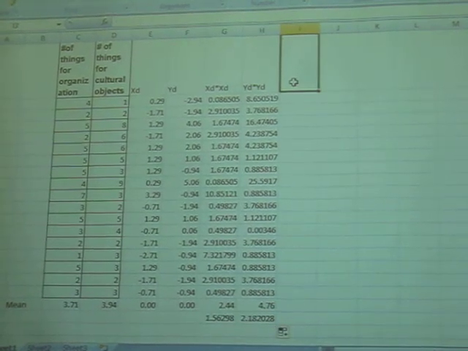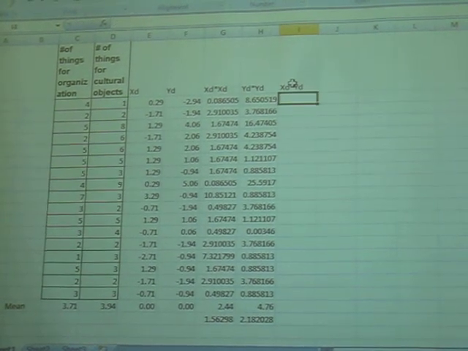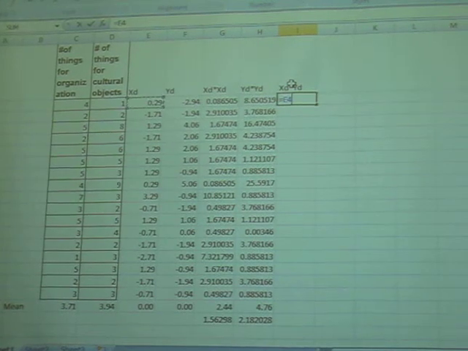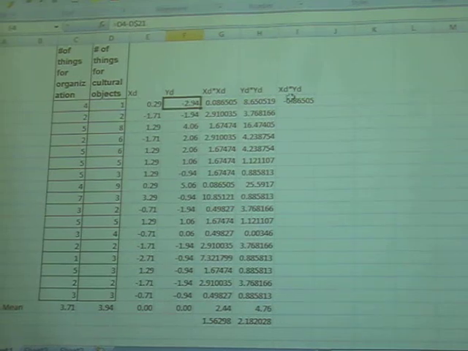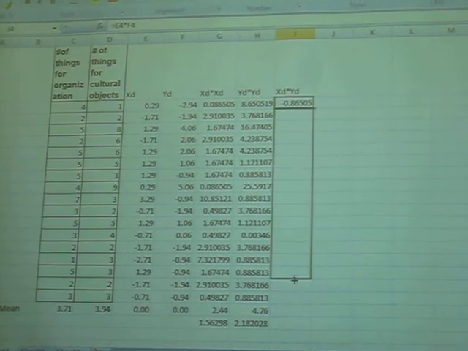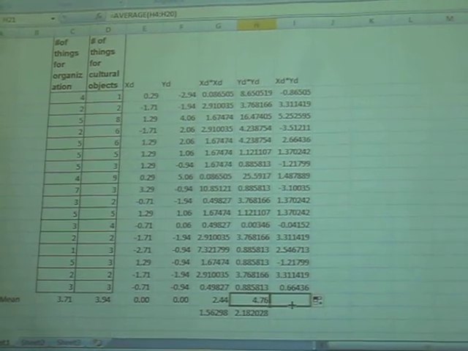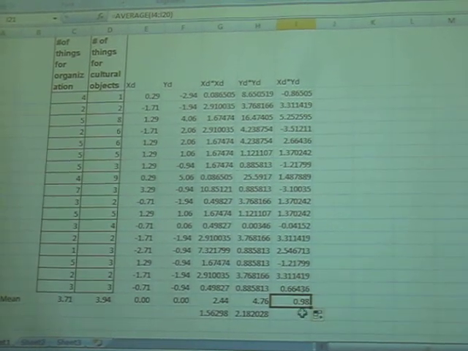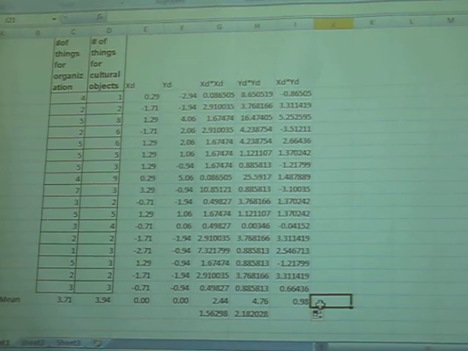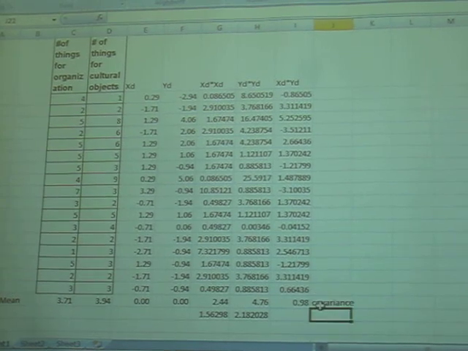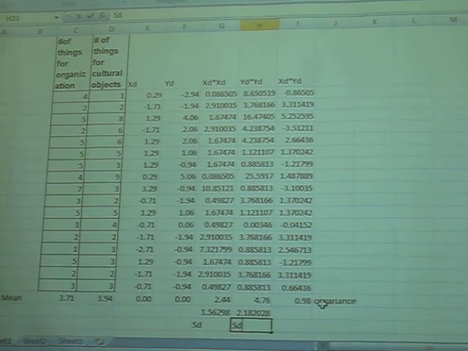And then we need to have one more column. XD times YD, and then equal sign, this number times this number. XD times YD is the product of deviations, and you copy and paste, and then this is the average product of deviations. What is this? This is called the covariance. And this is the standard deviation of x, and this is the standard deviation of y.